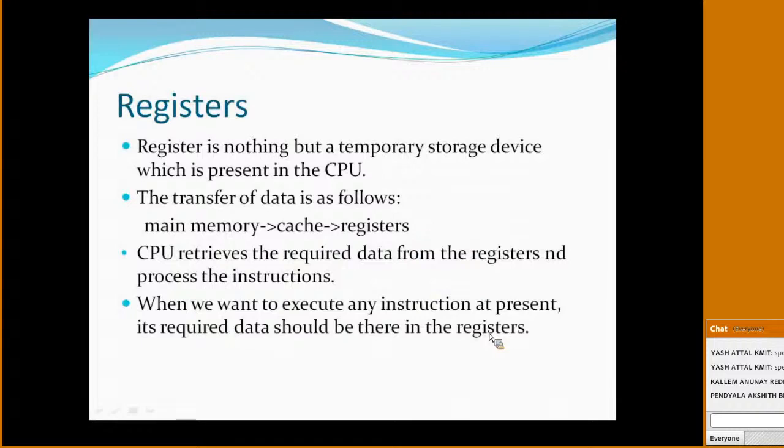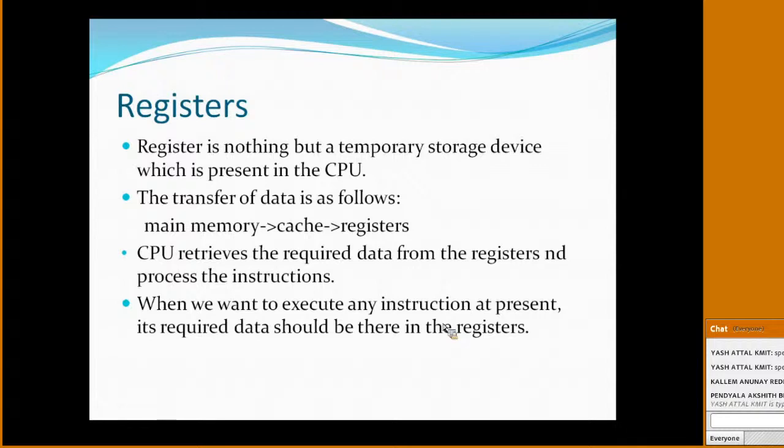Suppose you are done with the instruction C equal to A plus B, your task is done, then there is no need to store the values of A and B in the register. You may replace A and B with some other data values, whatever is required at that time, right? That is the reason we call it a temporary storage device. Whatever instruction you want to execute at present, that data will be placed in the register.